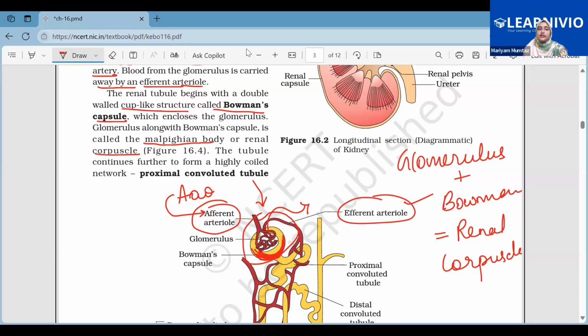Now the tubule continues further to form a highly coiled network which is called the proximal convoluted tubule. Now how would you remember this? Once this cup-shaped structure has this extension, it is going to be connected further. So proximal means near. Proximity is nearness of something, right? So the tubule which is nearest to the renal corpuscle will be the proximal convoluted tubule.